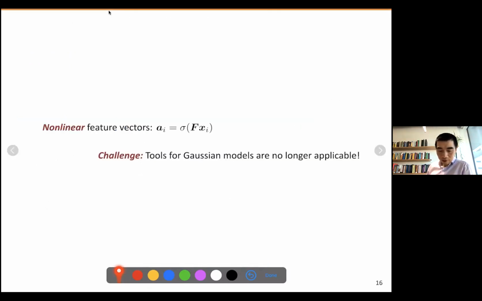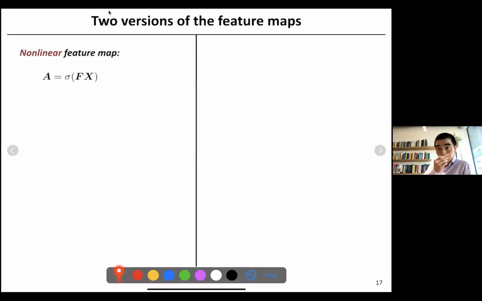But the challenge here is that in the random feature model, we have a real nonlinearity sigma. So in this case, the feature vector is a nonlinear mapping of a Gaussian vector. So these are no longer Gaussian, and the tools that I mentioned for Gaussian models are no longer applicable. So this is the challenge. But fortunately, what people recently observed in the literature is that there's a way to get around this challenge.